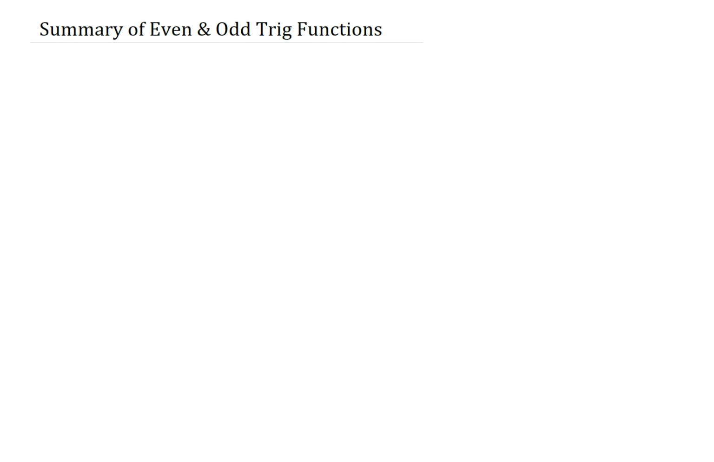Alright, in this video I just want to give a quick summary of which trig functions are even, which are odd, and what that means to us. So let's first begin with the even trig functions. And there are only two. Unfortunately, we like the even functions a lot, but cosine is an even trig function.